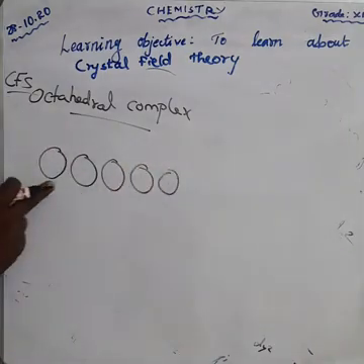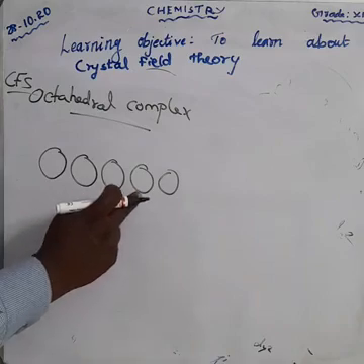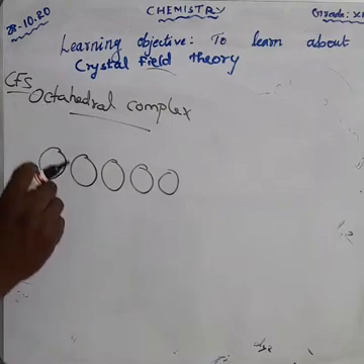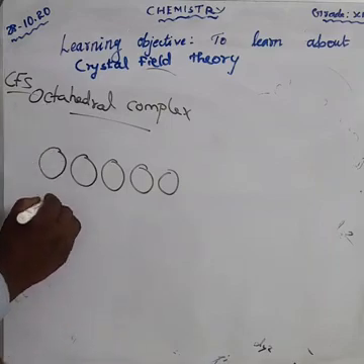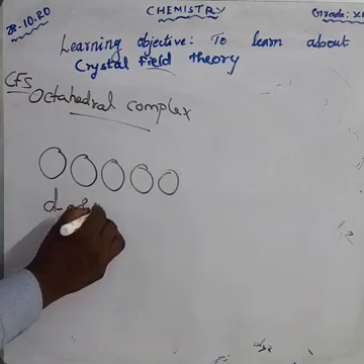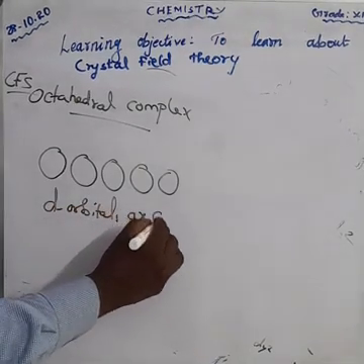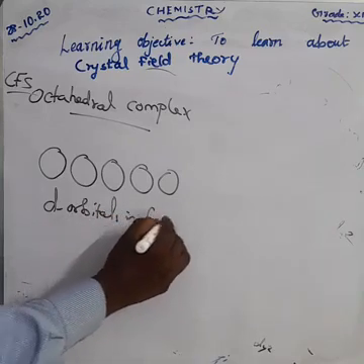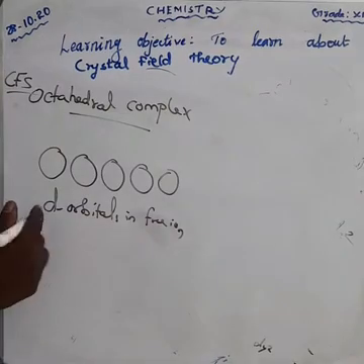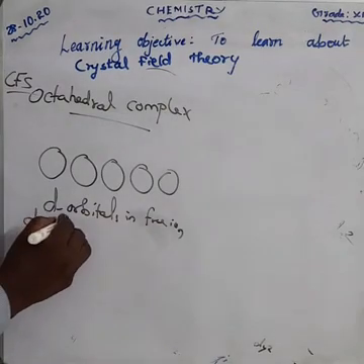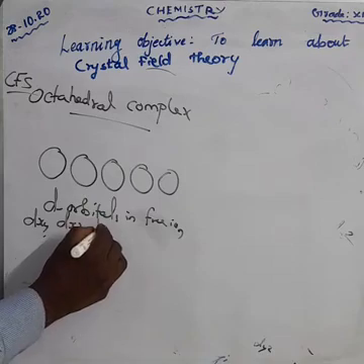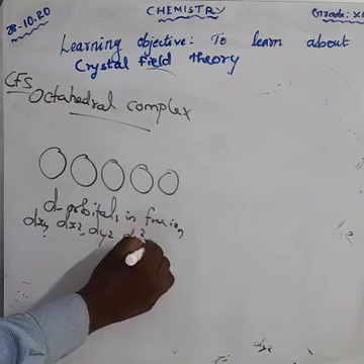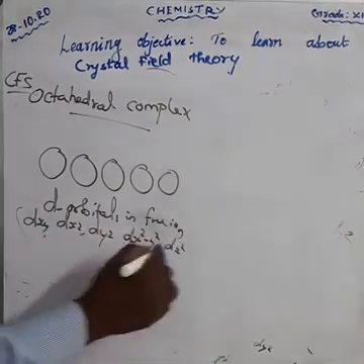This is dxy, dxz, dyz, and dx square minus y square and dz square. Here now the d orbitals in the free ion. Which are the orbitals? dxy, dxz, dyz, dx square minus y square, dz square. These are the 5 orbitals.